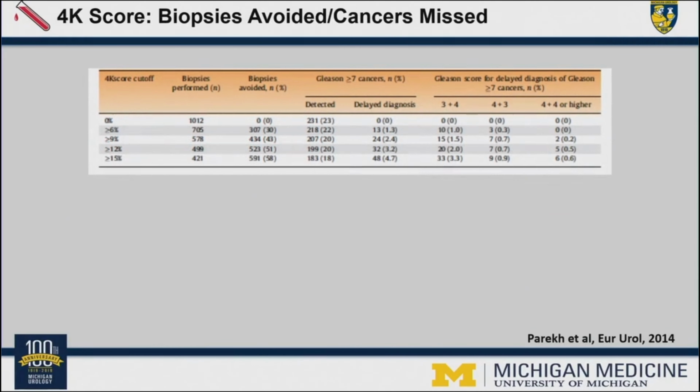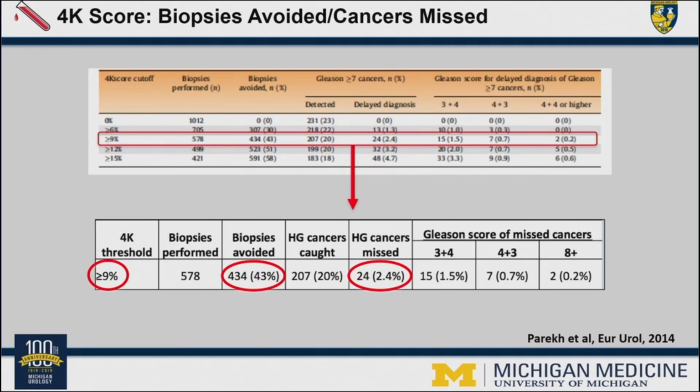And what they reported in this study, which I think is a challenge with most biomarkers, is that the performance of the test depends on the threshold or the cutoff at which you make the decision to act. For example, if you choose a threshold of greater than or equal to 9% to proceed with a prostate biopsy, you would avoid 43% of biopsies, and you only miss 2.4% of high-grade prostate cancer.